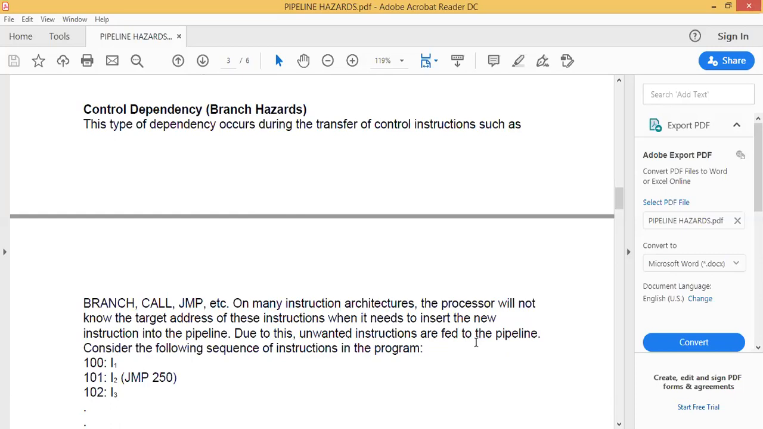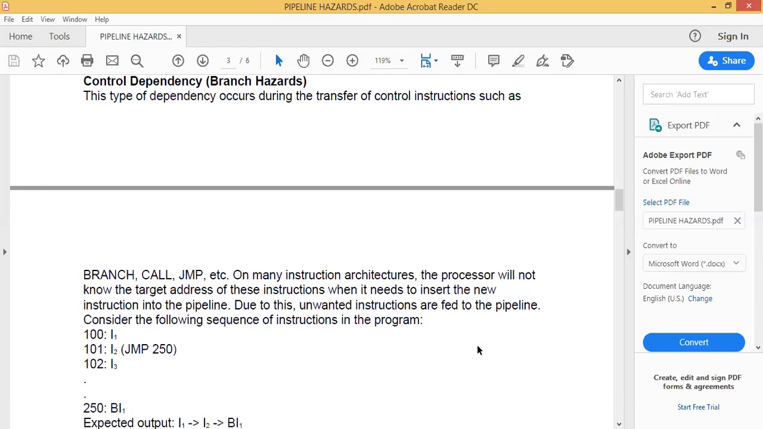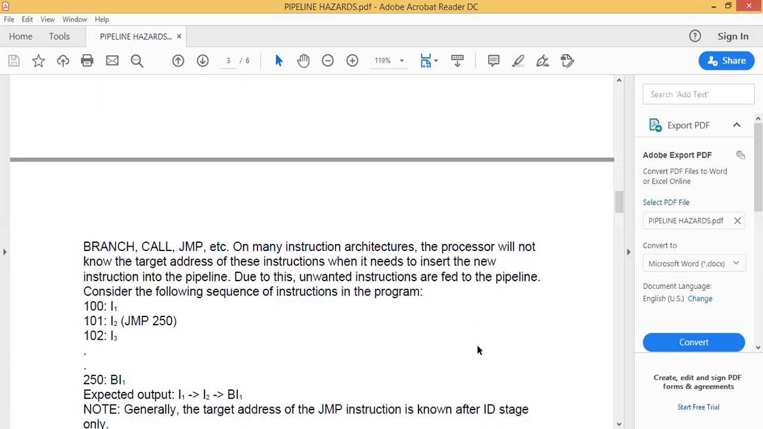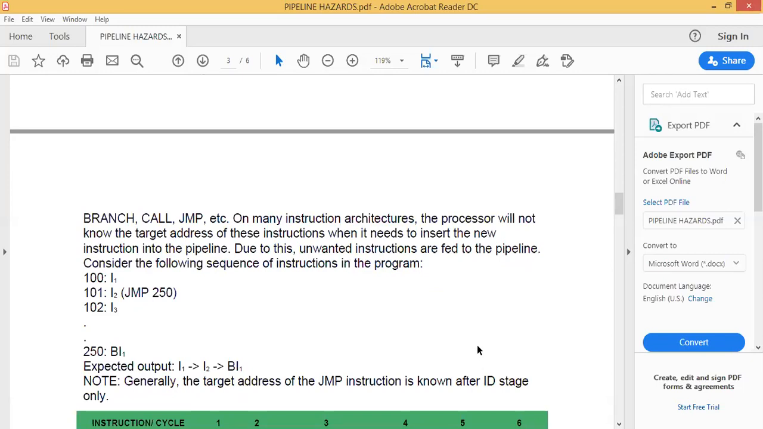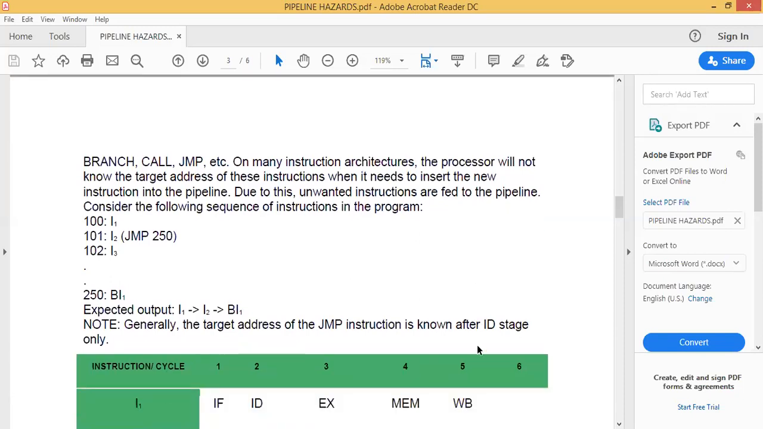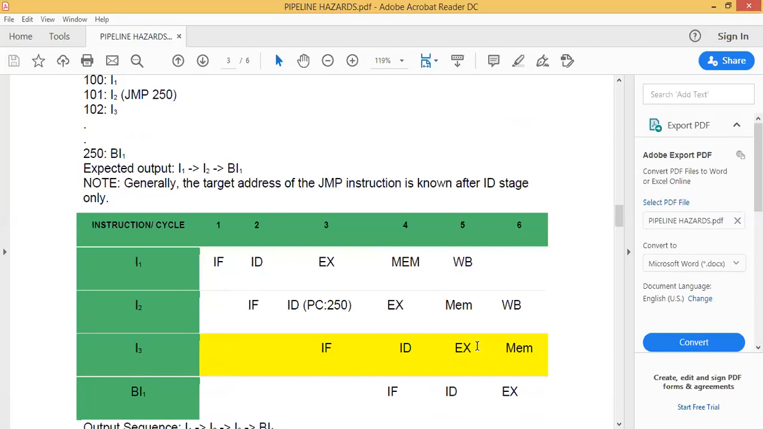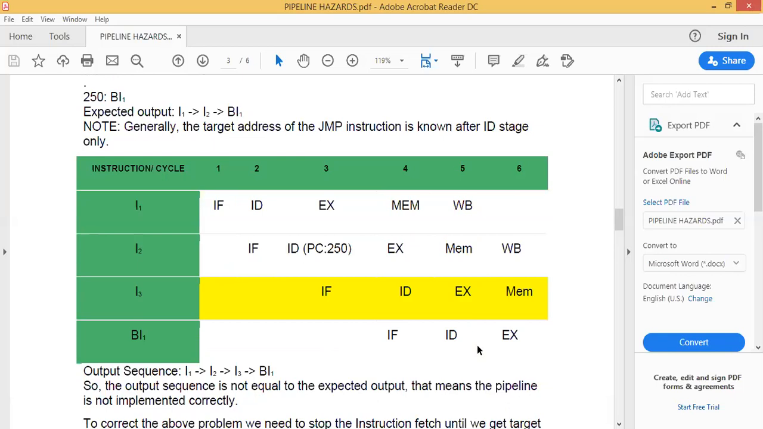Consider the following sequence of instructions in the program: 100 I1, 101 I2, 102 I3, and line number 250 is BL1. In the case of line number 101, when instruction cycle 2 occurs, it jumps to line number 250, which is JMP 250. So the target address of the JMP instruction is known only after the ID stage. Here is the diagram which shows the above code.